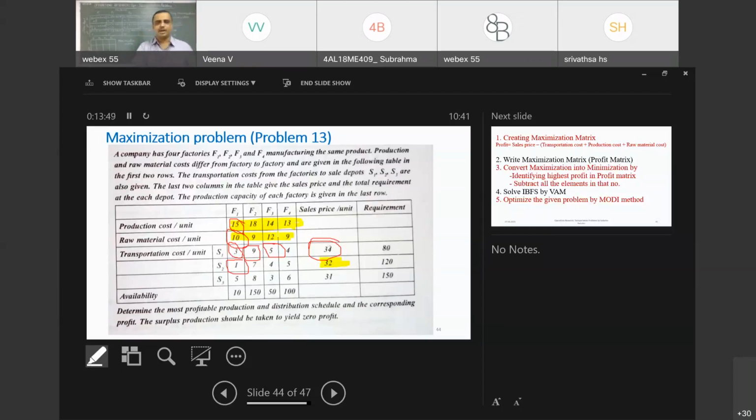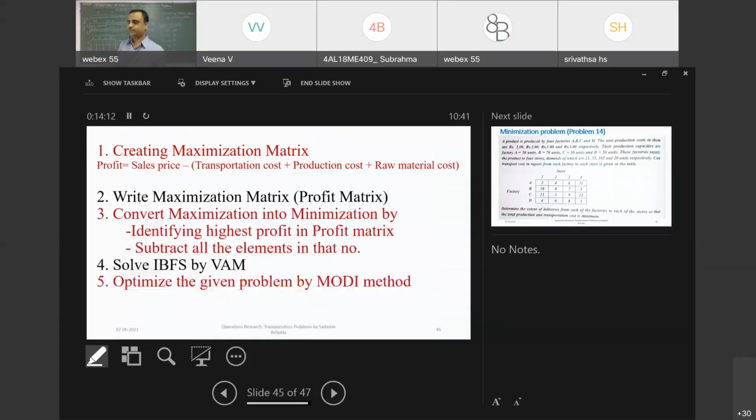And next, the below matrix is the transportation cost per unit. Okay, for the first cell, that is S1 to F1, we know the formula. What is the formula for finding the profit? Profit equals sales price minus transportation cost plus production cost plus raw material cost.